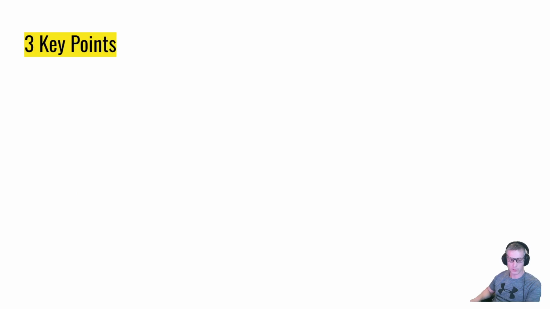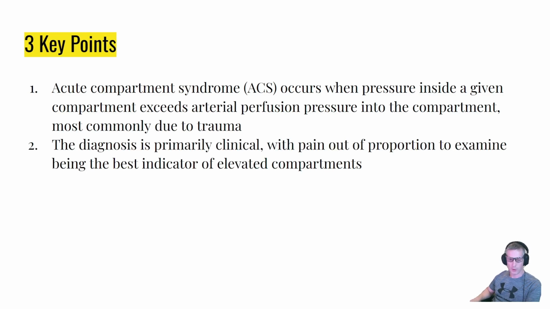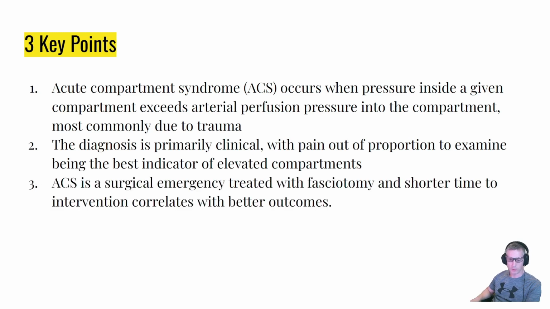So 3 key points for acute compartment syndrome. One, it occurs when pressure inside a given compartment exceeds arterial perfusion pressure into the compartment, most commonly due to trauma. Two, the diagnosis is primarily clinical, with pain out of proportion to exam being the best indicator of elevated compartment pressures. And three, it is a surgical emergency treated with fasciotomy, and a shorter time to intervention correlates with better outcomes.